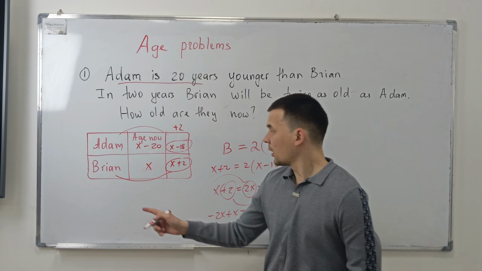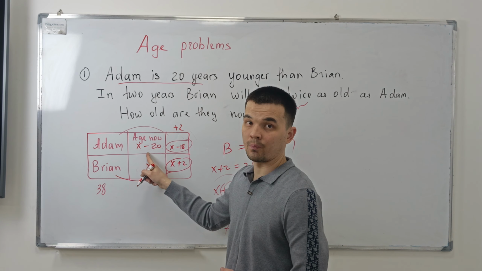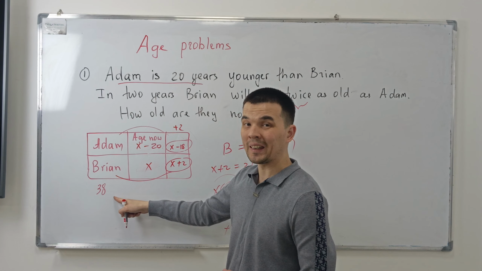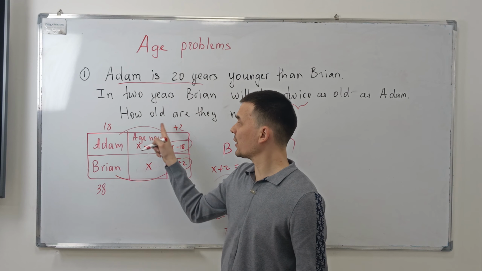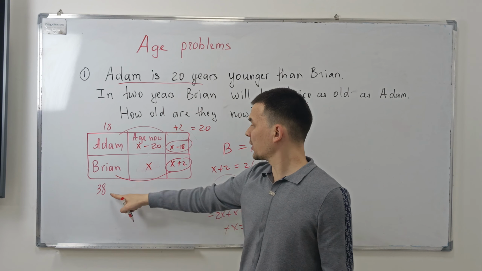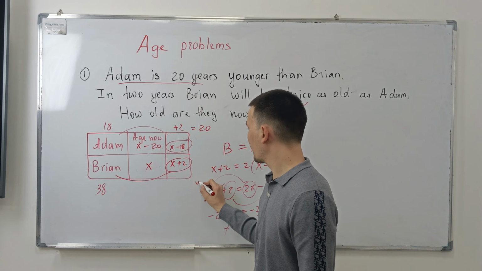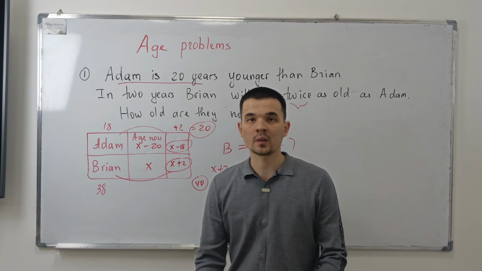So let's check. Brian is 38 years old. So how old is Adam? If you subtract 20 from 38, Adam's age is 18 actually. After 2 years, Adam will be 20 because we can add it. After 2 years, Brian will be 40. And if you look at the question, it is twice bigger. So the answer is correct.